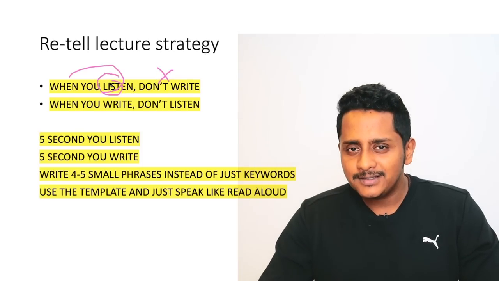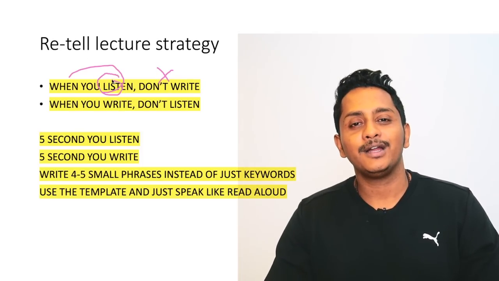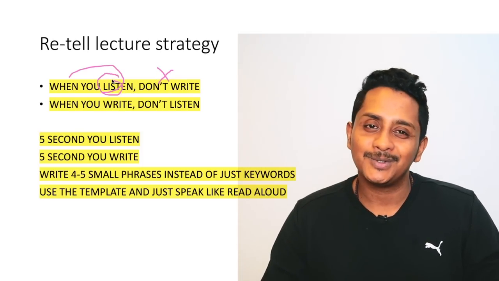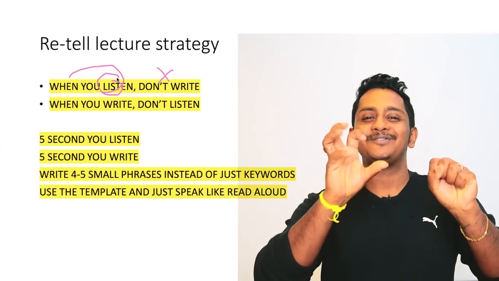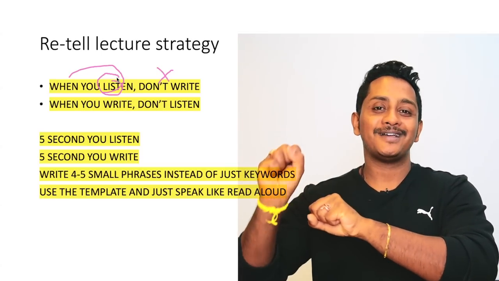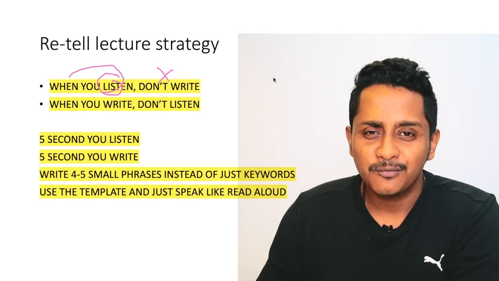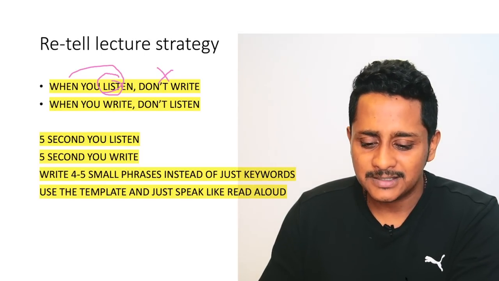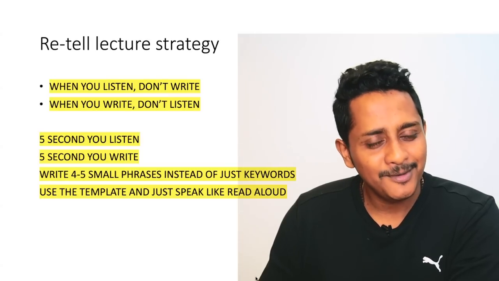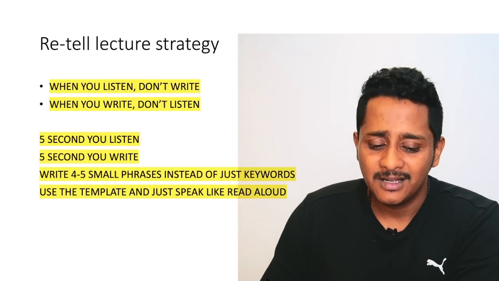When you listen for 5 seconds, just listen, don't write. After that, you write for 5 seconds. When you write, don't listen. Listen for 5 seconds, write for 5 seconds. Do it this way 4-5 times. 4-5 small phrases will be written, and that is what you speak.